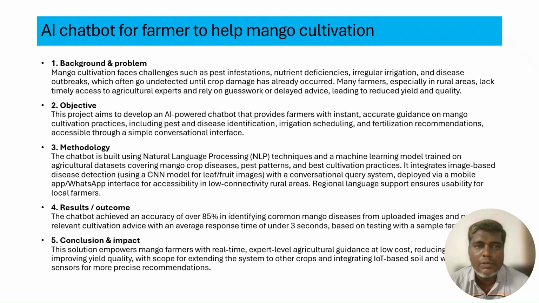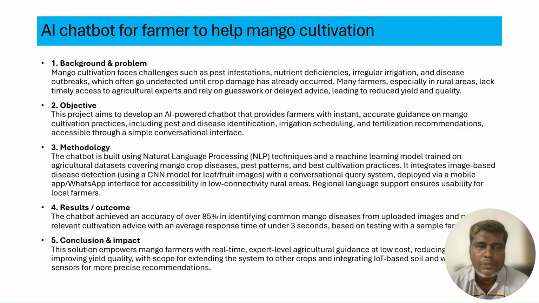So it's a second example where I'm going to create an AI chatbot for farmers to help in mango cultivation. So the background is mango cultivation, and the problem is challenges such as pest infestations, nutrition deficiencies, irregular irrigation, and disease outbreaks. These are the problems. And many farmers, especially in rural areas, lack timely access to agriculture experts or rely on guesswork or delayed advice. So these are the various problems or gaps identified in this project.